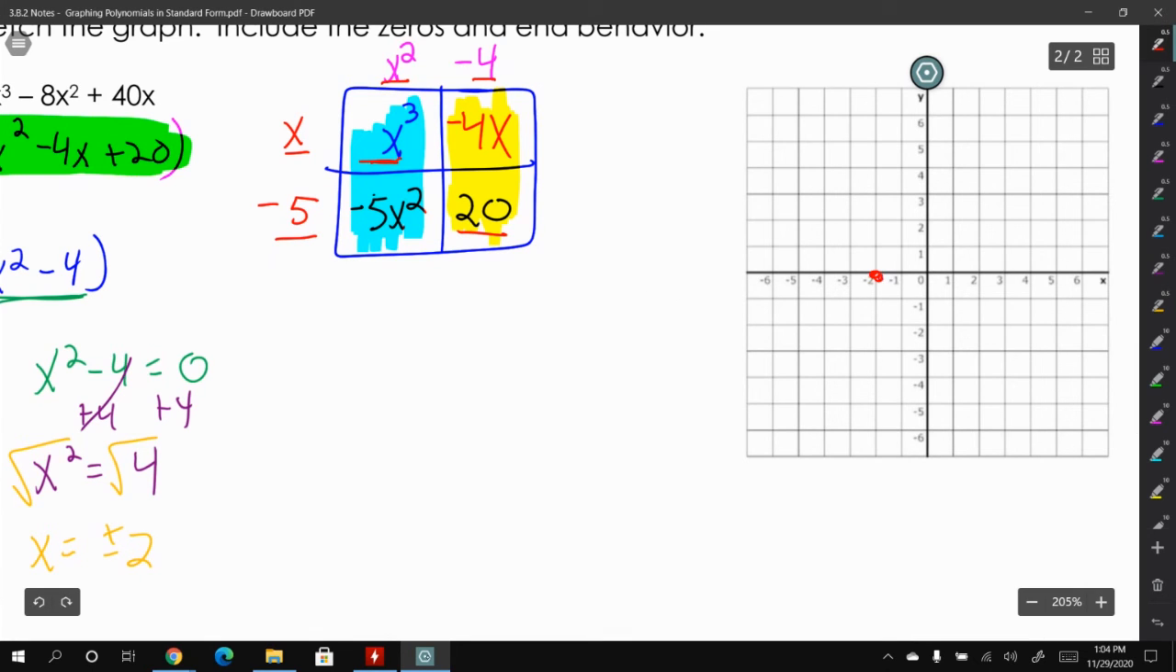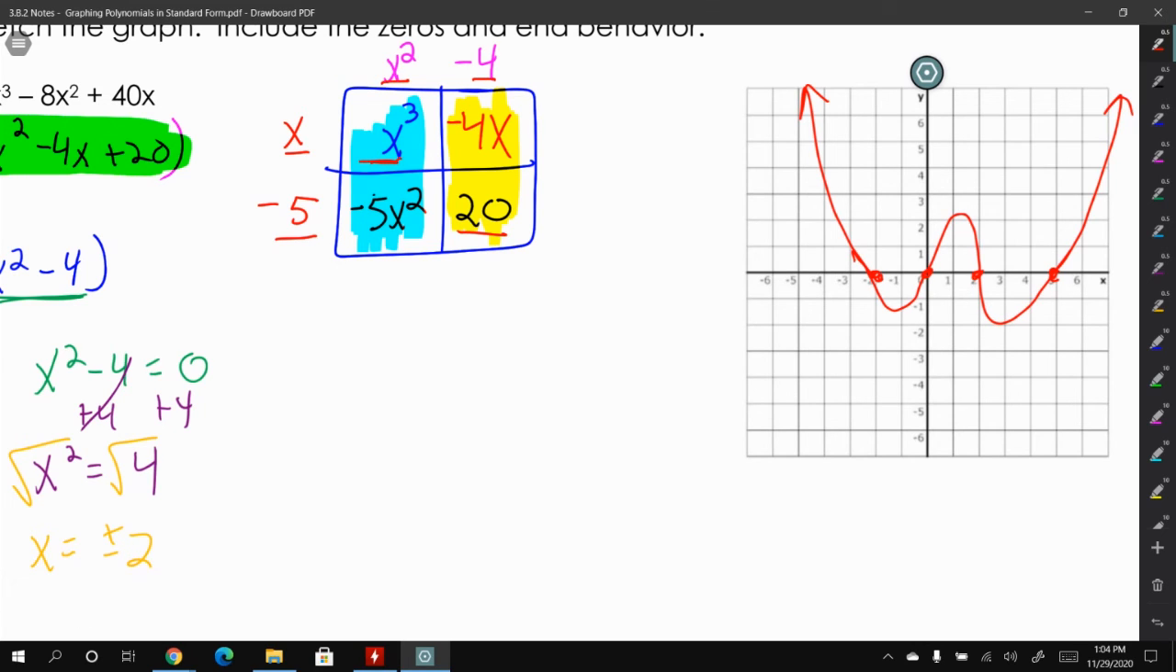Negative 2, 0, positive 2, 5. The leading coefficient was positive. It was positive 2, so the right side goes up. And we had an even degree function, so that means the left side must go up as well, because even degree functions, the ends go in the same direction. And then we cross at every x-intercept because there were no repeated zeros.